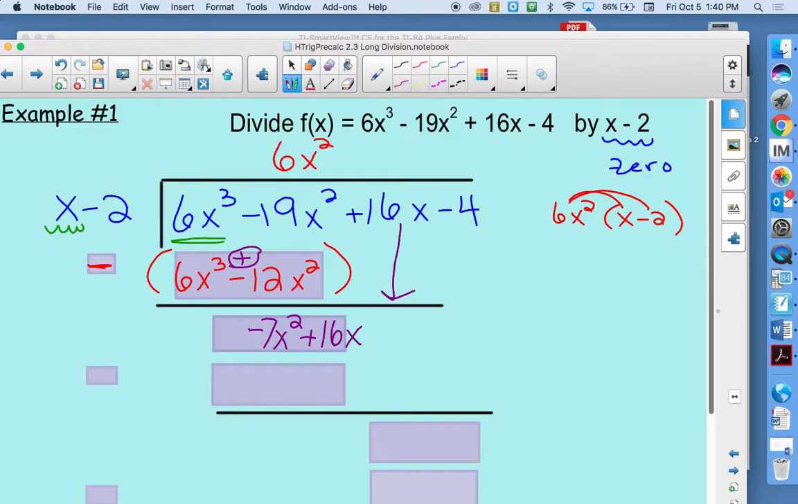Libby, we have an x. We want to make it negative 7x squared. Multiply times negative 7x. Perfect. So negative 7x. So now we're taking negative 7x times x minus 2. The number on top, in this case our term on top, times our divisor.